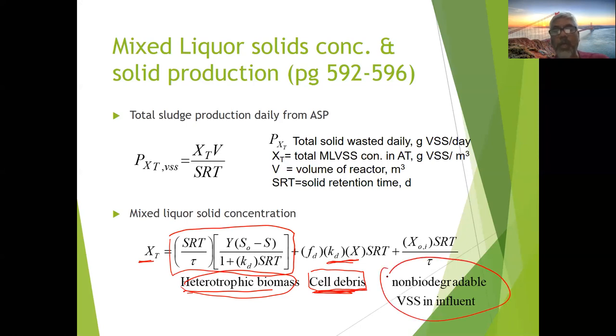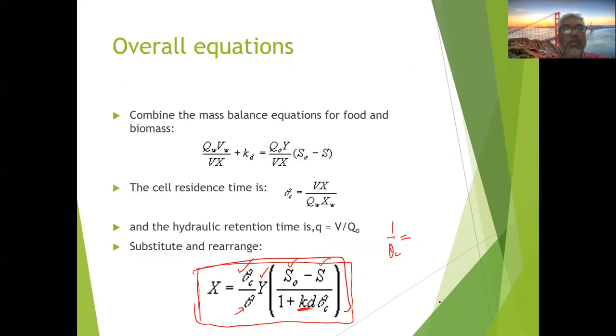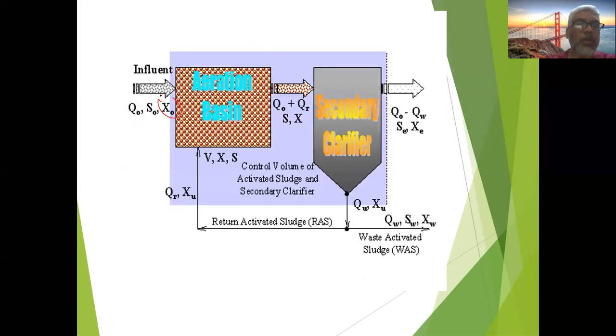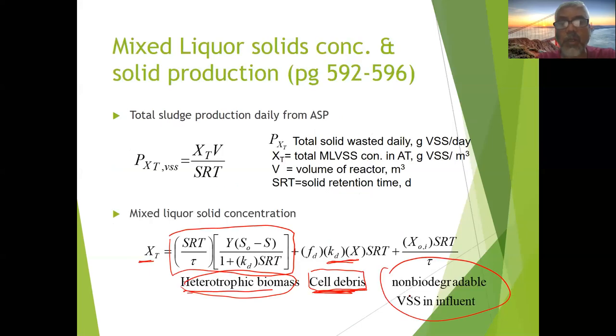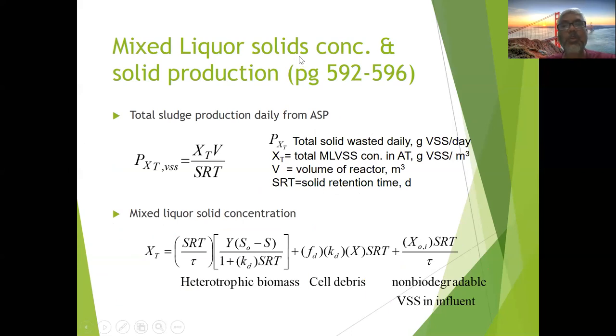And some non-biodegradable volatile suspended solid is coming in the effluent. Previously, we assumed that X naught is equal to zero. When we were talking about them, we thought X naught is equal to zero. But actually, there is some non-biodegradable volatile suspended solid. And because we cannot distinguish whether the VSS in the reactor is biomass or not, we have to consider that the suspended solid or volatile suspended solid coming in the effluent is also later counted as mixed liquor suspended solid. So we have to consider that portion also. Do you understand what I'm saying? Yes, sir.